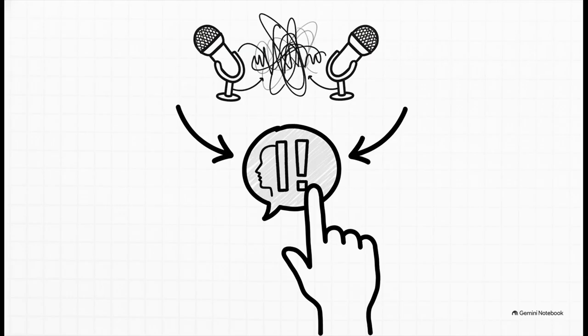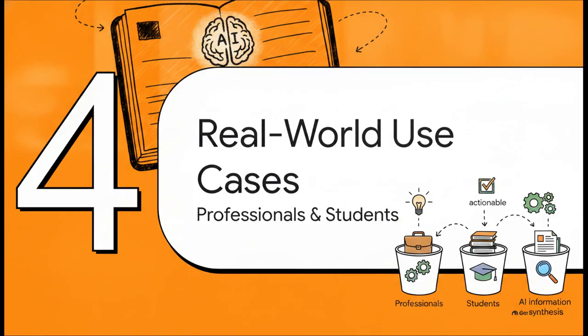The AI hosts literally acknowledged the question, pivoted the conversation, and answered it right there on the spot. It's basically like having a 24/7 study group right in your pocket. That brings us to Section 4, real-world use cases, specifically for the professional, the researcher, and the student.